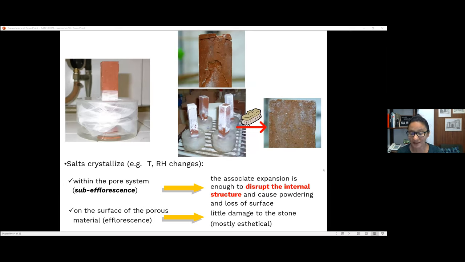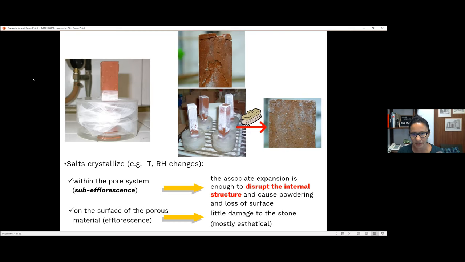So let's consider initially a dry stone like the one you can see here in this picture, and it is wetted by a salt solution, for example. During the wetting phase, water fills up the stone, bringing the salt present in the outside environment.